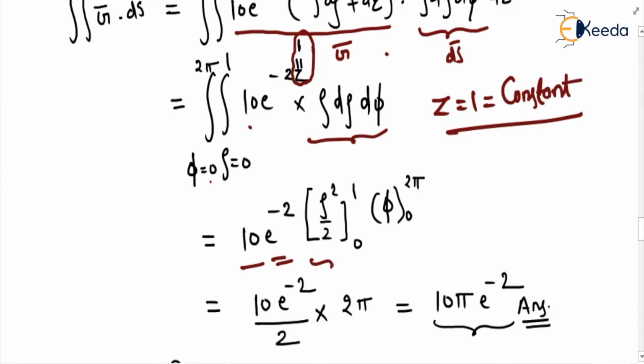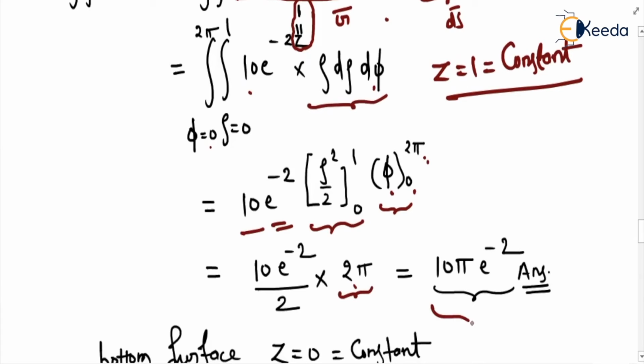So we will write rho square by 2, with limit from 0 to 1, and phi from 0 to 2 pi. Then 10 e to the power minus 2 by 2, and limit from 0 to 1. So this answer is 1 square minus 0 square. And the integration of d phi is phi, with limit from 0 to 2 pi, so here it is 2 pi. So the answer is 10 pi e to the power minus 2. This is the answer for the first, top surface.